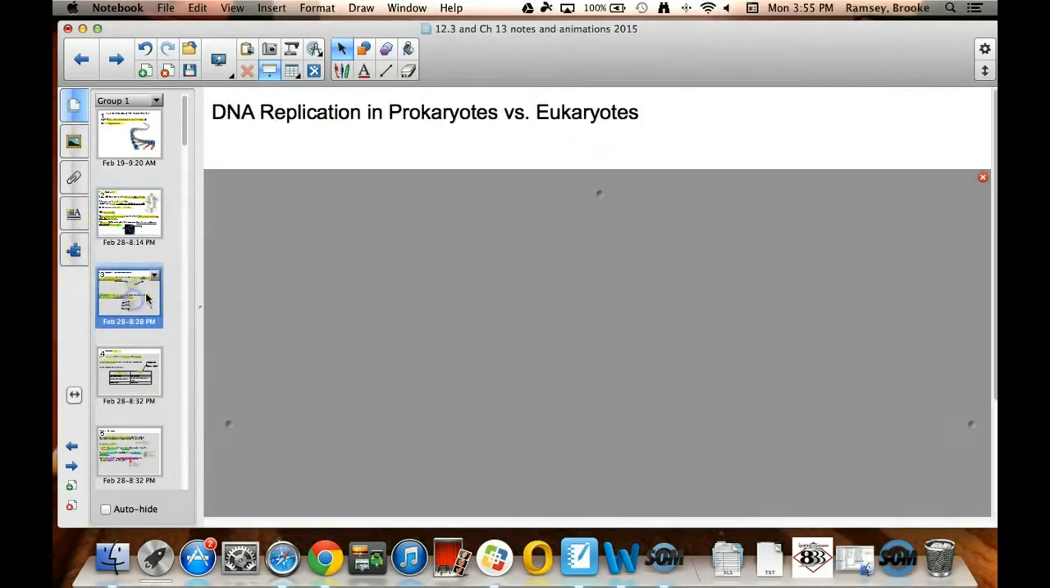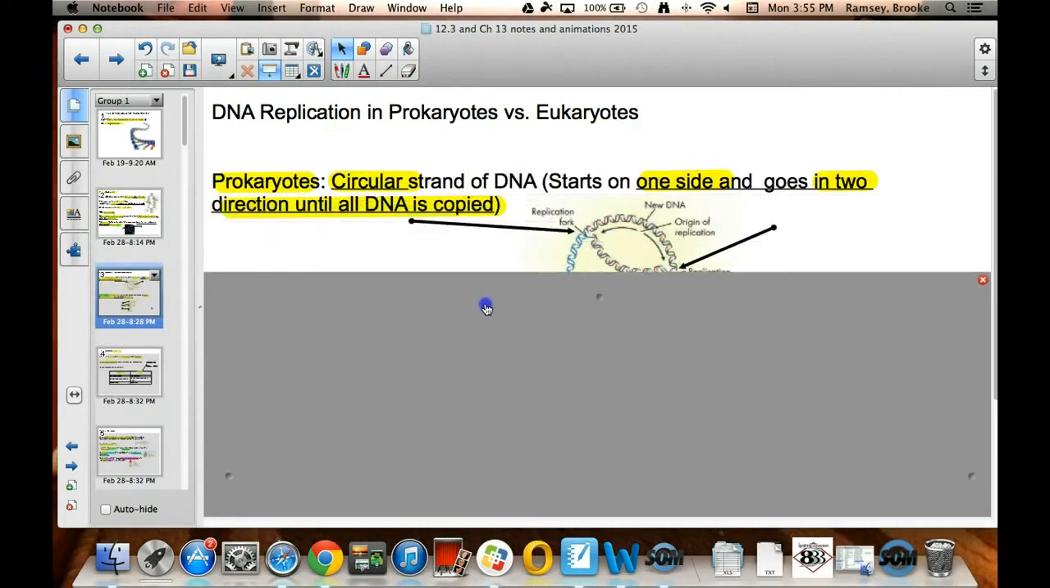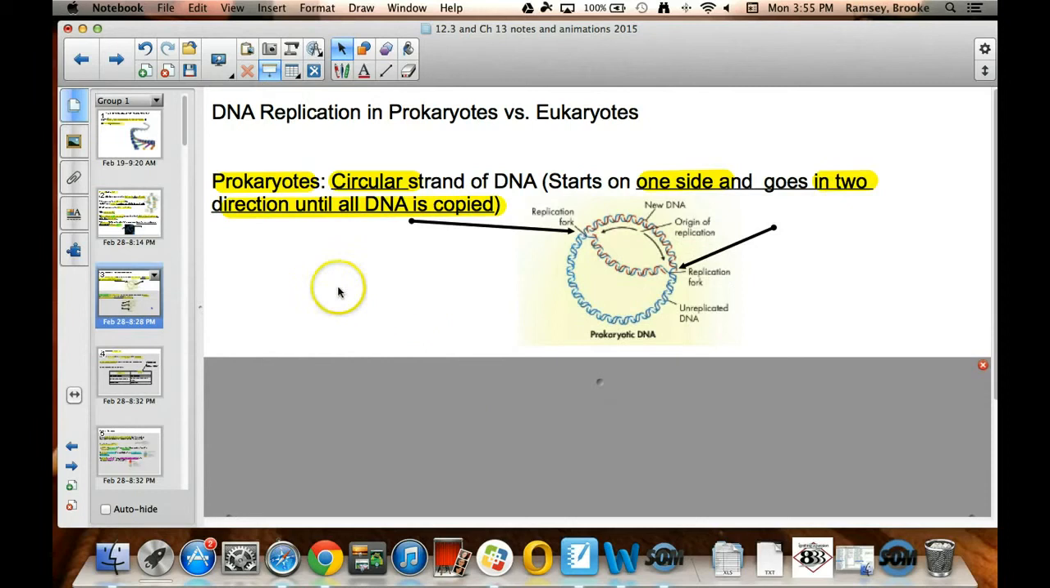All right, so there are differences between DNA replication in prokaryotes and in eukaryotes. And so in prokaryotes, remember, think back to our unit in cells when we talked about prokaryotes. Bacteria are examples where they have circular DNA, one long circular strand that's connected. And so what happens is they basically just unzip at one side, and they just zip, zip, all the way around until they get to the end of the circle.